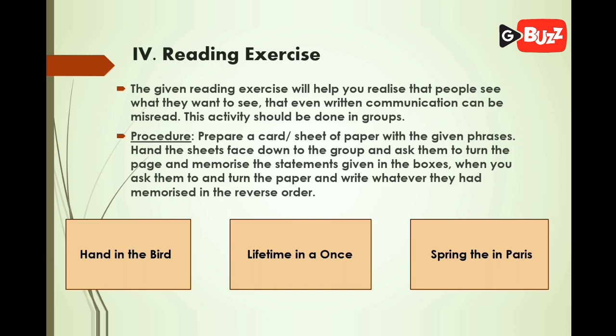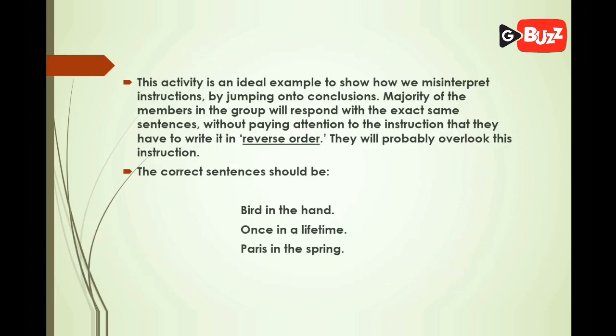When they read the phrases, they should memorize it and then write it on the other side of the paper in reverse order. Majority of the members would have written the phrases exactly as they are without paying attention to the instructions that it should be written in reverse order. This is an example of how we misinterpret things by overlooking very evident facts. The correct phrases in reverse order should have been bird in the hand, once in a lifetime, and Paris in the spring.